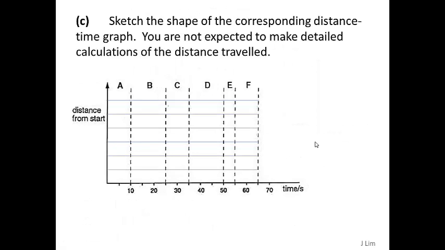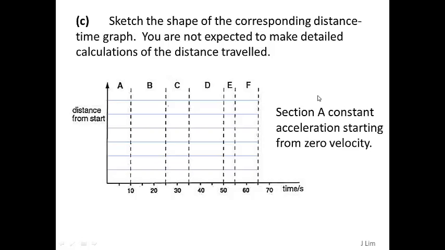Sketch the shape of the corresponding distance time graph. You are not expected to make detailed calculations of the distance traveled. So section A is a constant acceleration starting from 0 velocity. So it looks like that. It's a slight curve. Section B is a constant velocity. Therefore, it's a straight line graph.